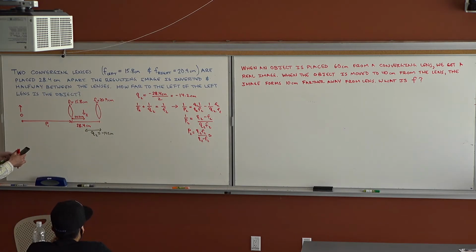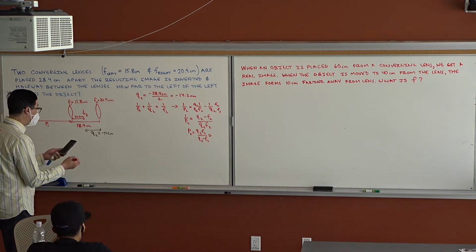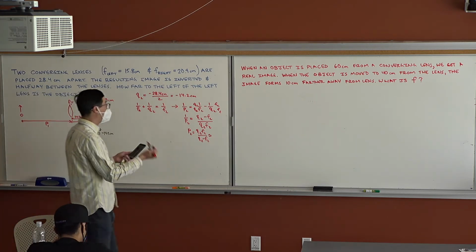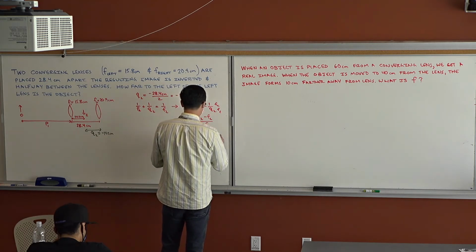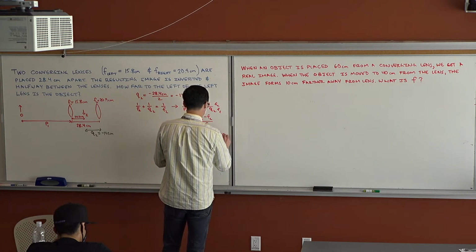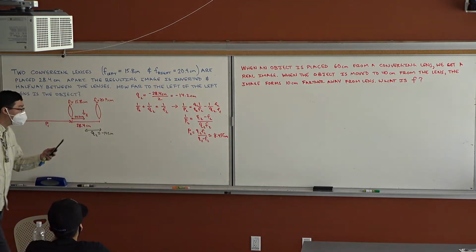Plugging in values. Let's see. Q2 is minus 14.2 times F2, which was 20.9, divided by minus 14.2 minus F2, which is 20.9, equals about 8.455, which coincidentally is what I've already gotten. Yay? Yes.